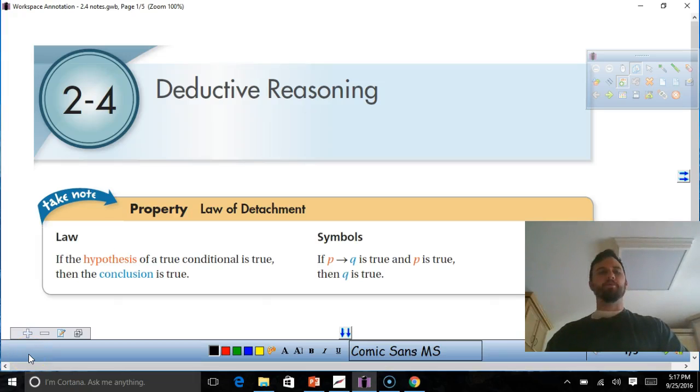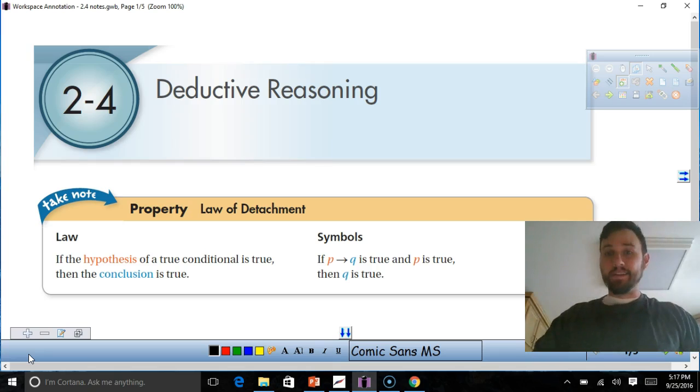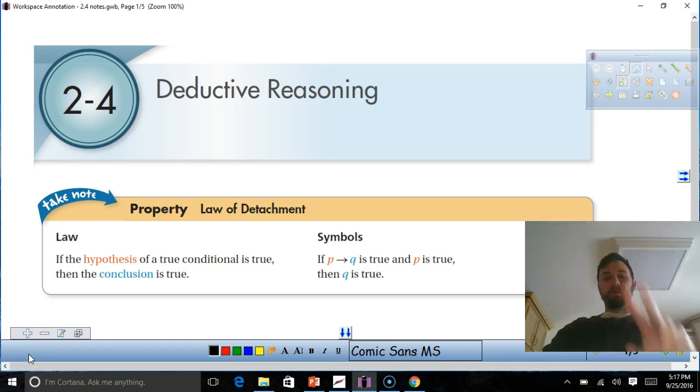Hey, Geometry Kids, today we are going to look at 2.4 deductive reasoning. Figure that out by deducing it. Okay, so we have some properties we got to learn. There's two properties we got to learn. Law of detachment is the first one.